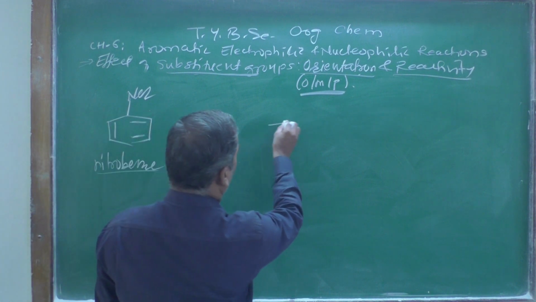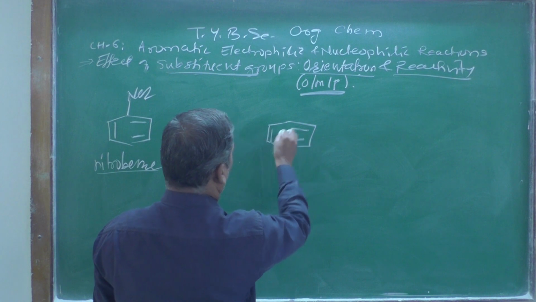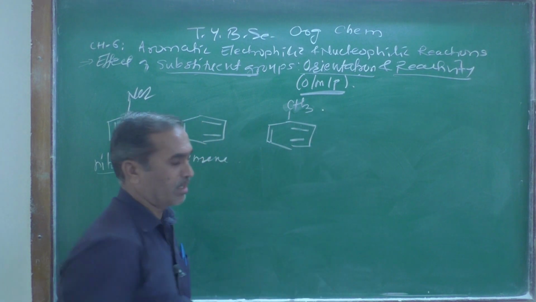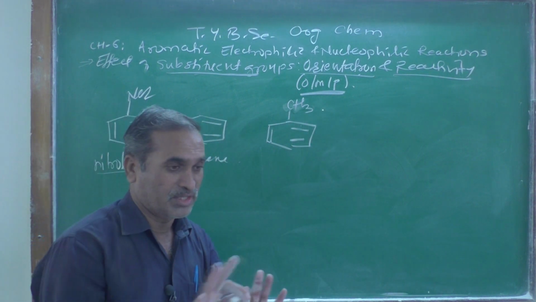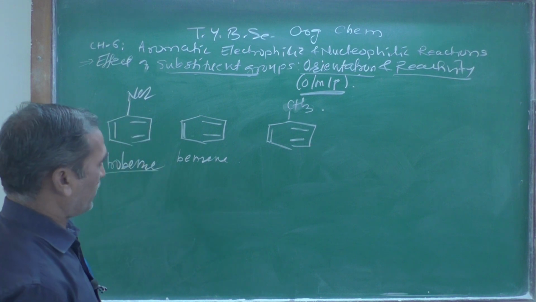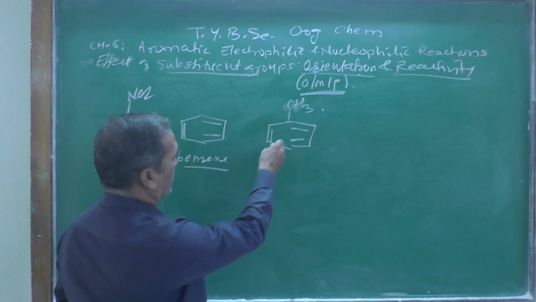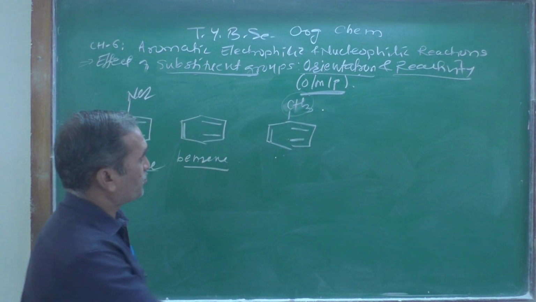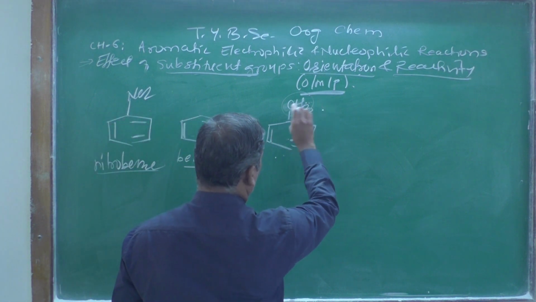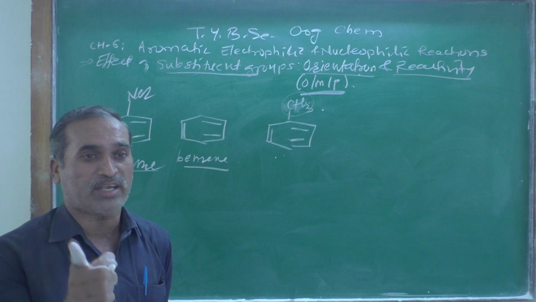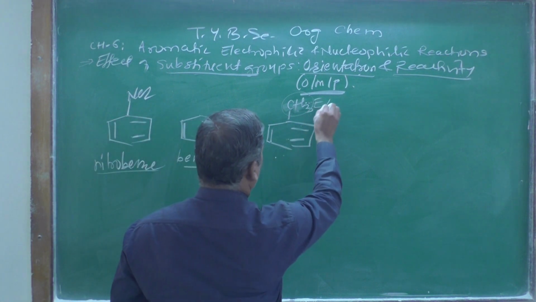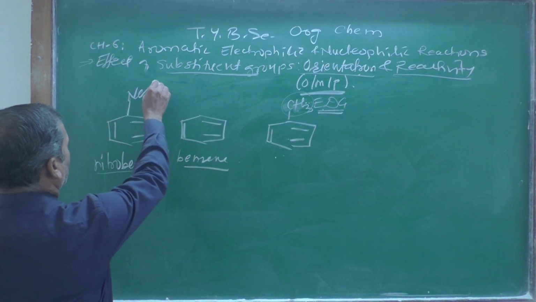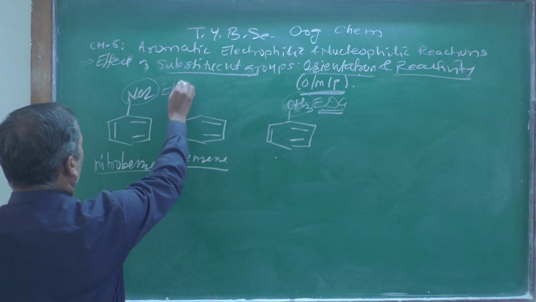And now I have another compound. All are aromatic compounds. I am writing toluene here. These are the three compounds. As we know, this is simple benzene, and this is toluene, a monosubstituted benzene. The nature of this methyl group is that it acts as an electron donating group. And this nitro group is an electron withdrawing group.